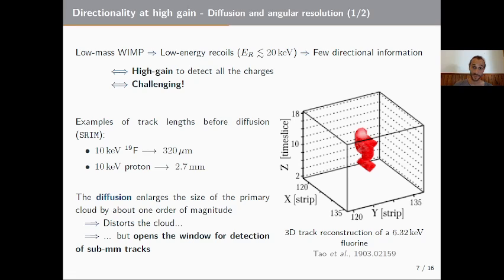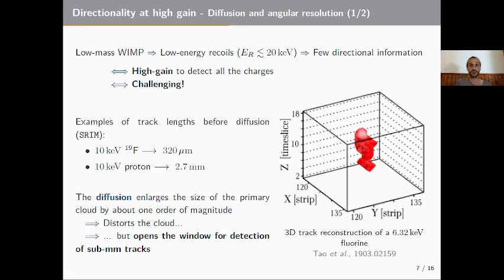But actually it is not what we measure. Here on the right, you see a measurement of a 6 keV fluorine, and you clearly see that there is a direction here. The reason for it is diffusion. You know that diffusion will enlarge the size of the primary electron cloud by about 1 order of magnitude. On one hand, it distorts the signal, even though it is a Gaussian process. But on the other hand, it also magnifies inside the primary cloud. And actually, for tracks that are shorter than 1 millimeter, it improves our angular resolution.